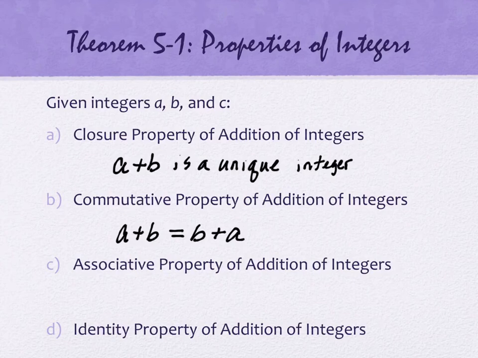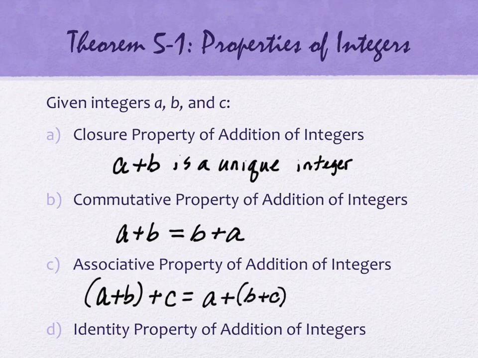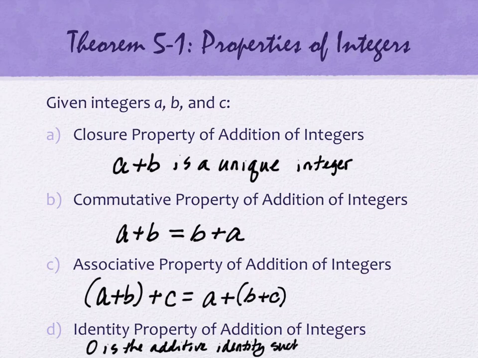The associative property for integers, it looks the same as well. A plus B, and then I add the C, is the same as A plus, and then we add the B and the C together beforehand. So grouping doesn't change values when I add integers. And the last one, the additive identity, it's still 0. So 0 is the additive identity, such that 0 plus A is equal to A plus 0 is equal to A.